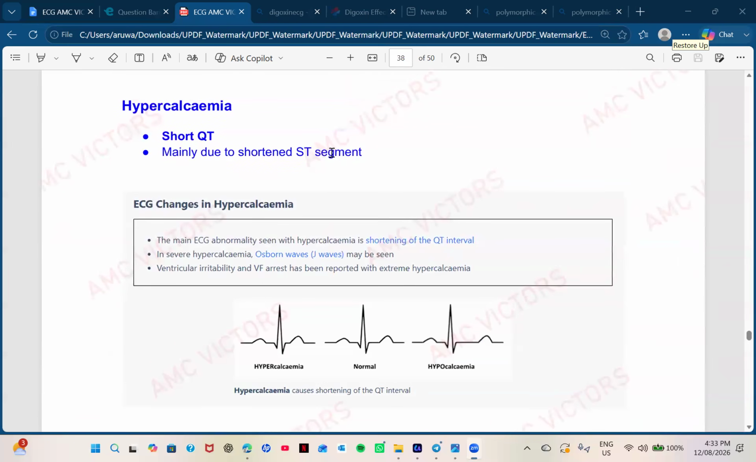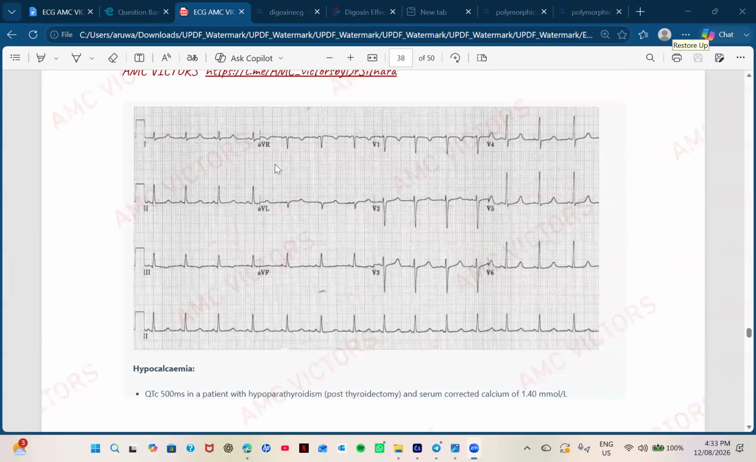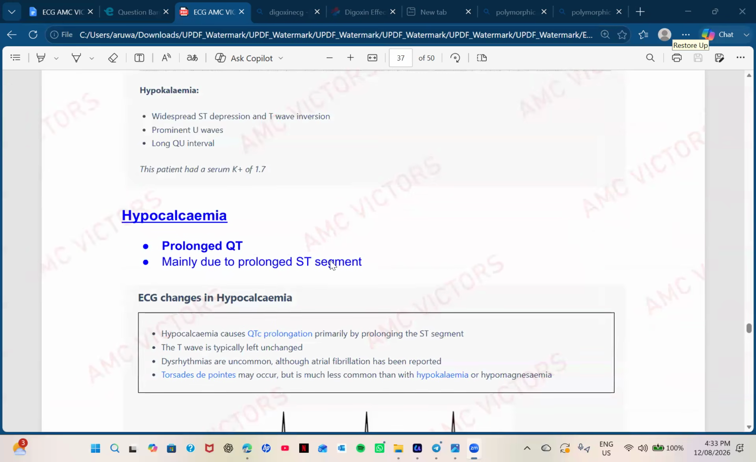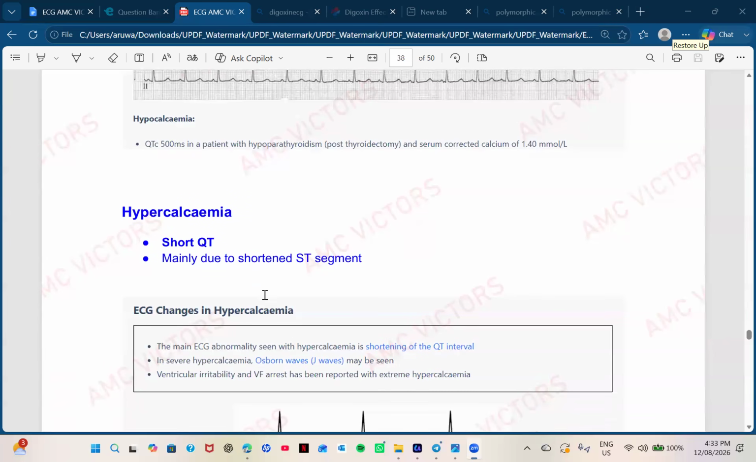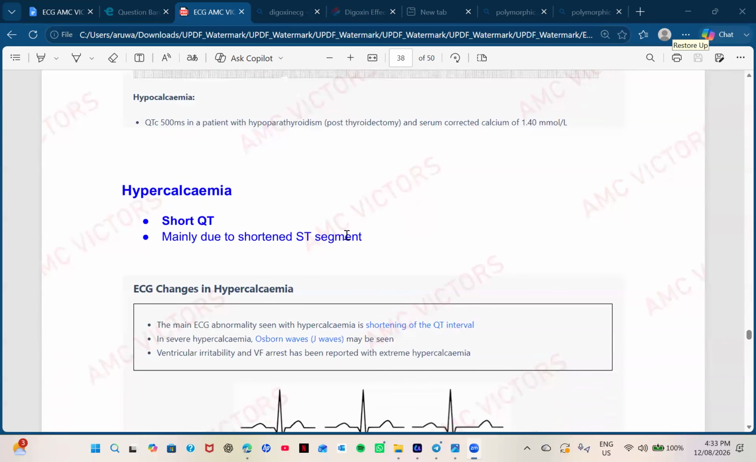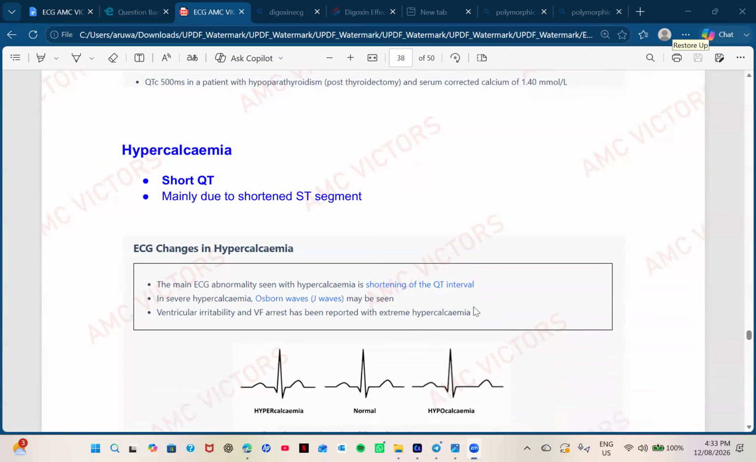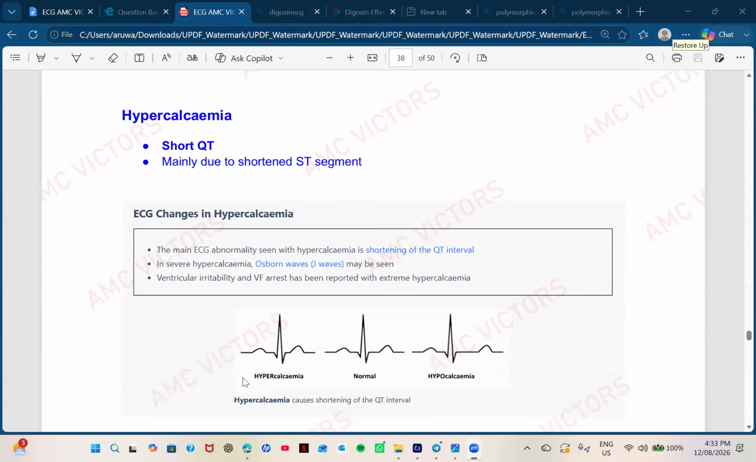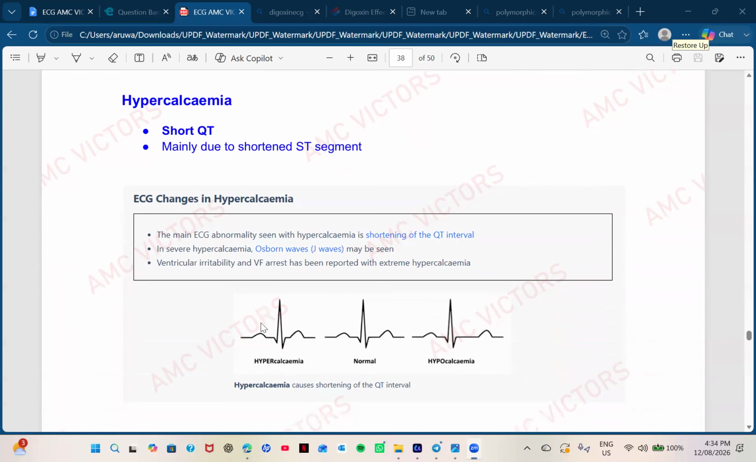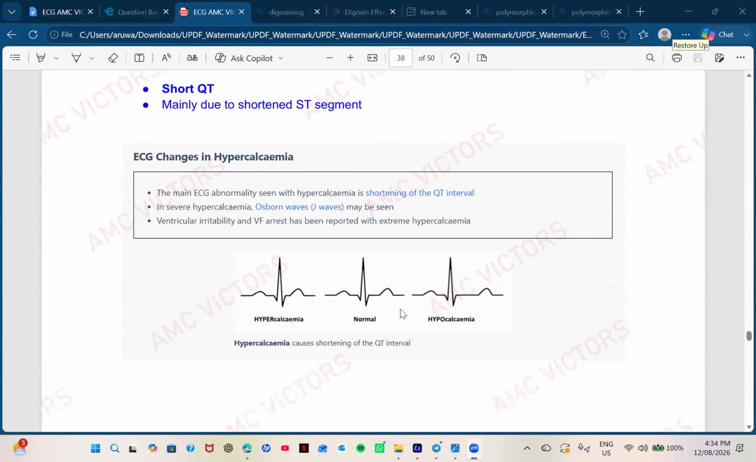Next, hypercalcemia. Hypocalcemia prolongs the QT; hypercalcemia is the opposite, a short QT, mainly due to a short ST segment. The main ECG abnormality is shortening of the QT interval. Here you can see hypercalcemia, and this is a normal one. Hypocalcemia gives a long QT, hypercalcemia a short QT. Ventricular irritability and VF arrest have been reported with extreme hypercalcemia.